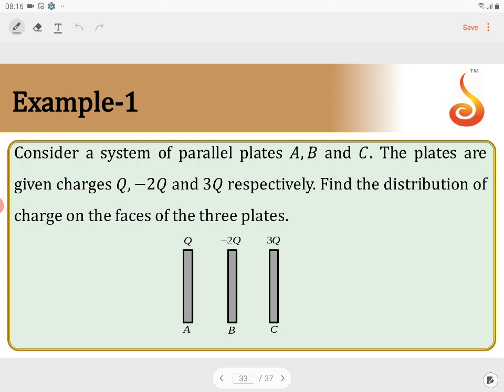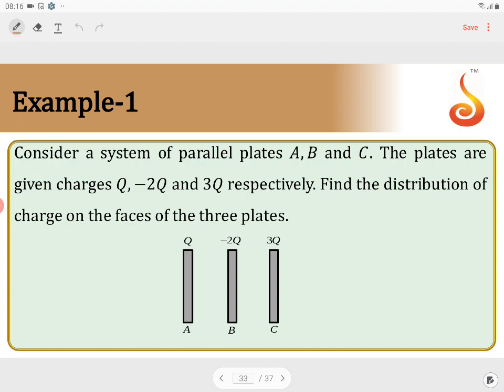So if these are thick conducting plates, charge will appear on two surfaces and the charge will be zero inside the metal of the plates. So on two surfaces of each plate, there will be charge induced. Now, we follow this logic to find the charge on each face.